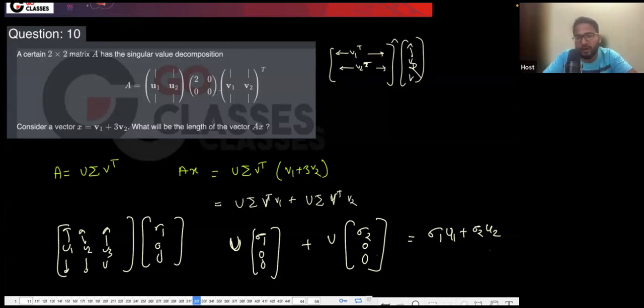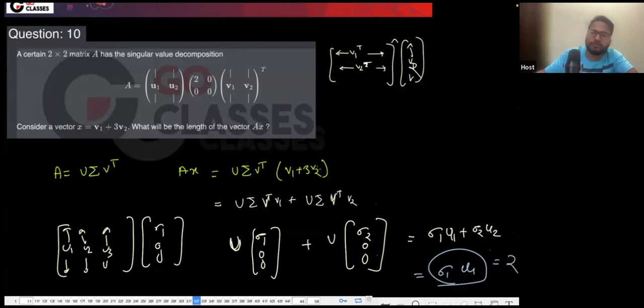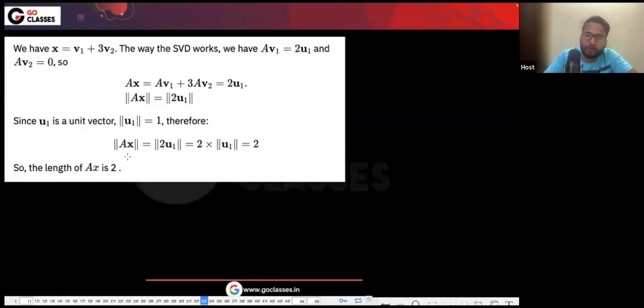So actually here the sigma 2 is given as 0. Since sigma 2 is 0, you directly have this as sigma 1 u1. If you find the length of this, it is the length of u1 times the value of sigma 1, so it is just sigma 1. Sigma 1 is 2, so the answer is 2. So the length of the vector Ax is 2.